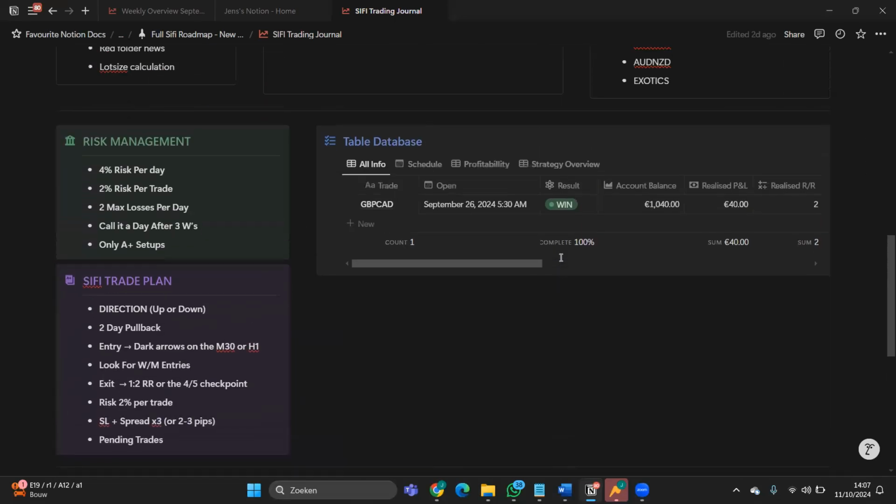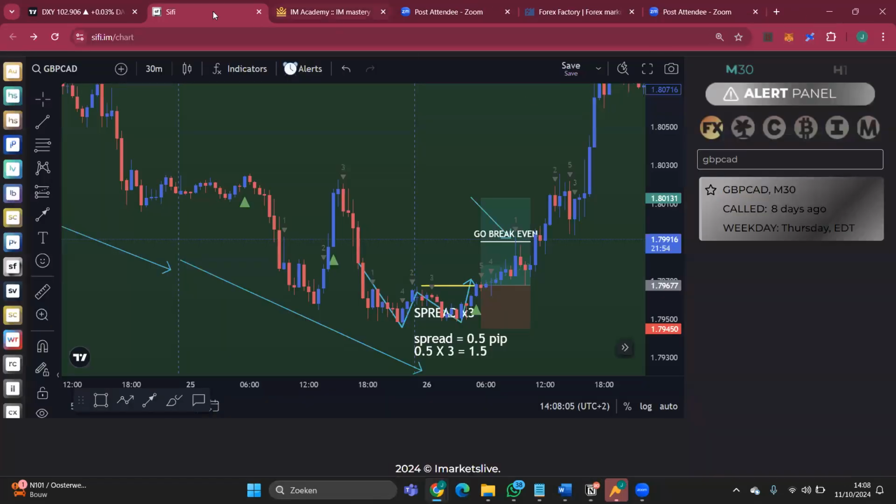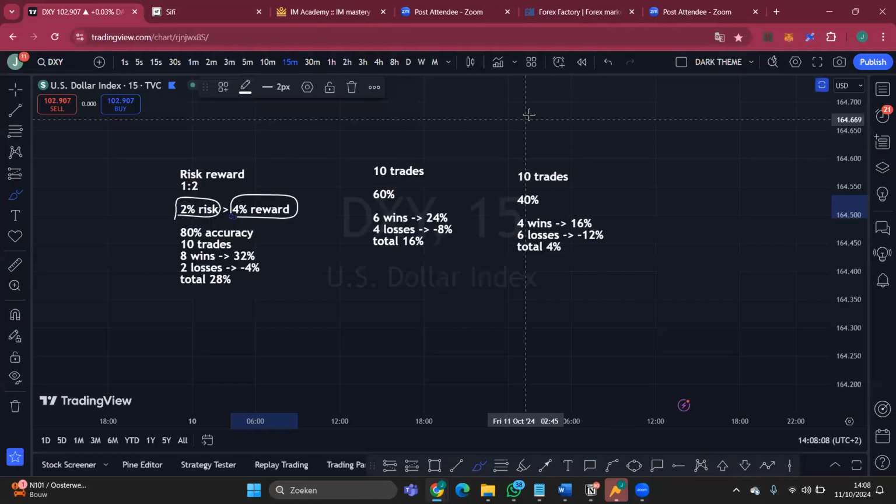This is basically your bookkeeping of your trading business. And this is the most important part when it comes down to reflecting for yourself and really winning with SIFI. Especially if you want to grow in your accuracy, it's important to have this and to learn from your mistakes. That brings us back to TradingView.